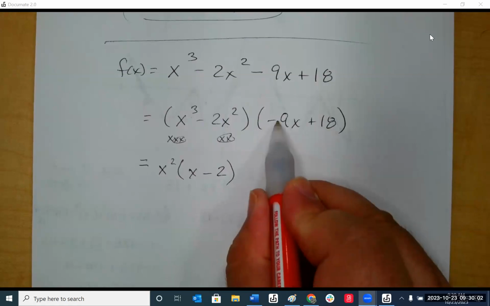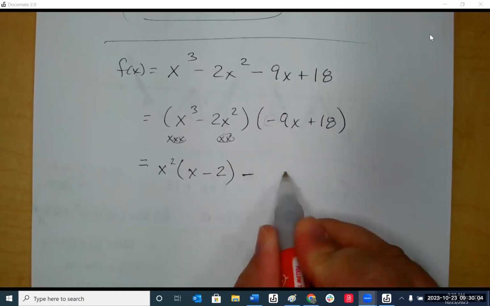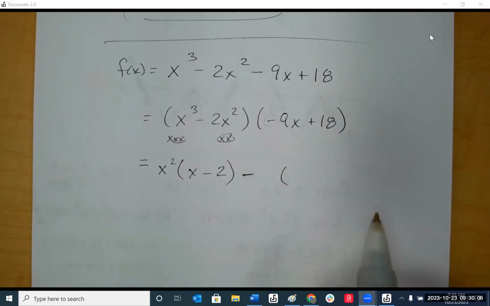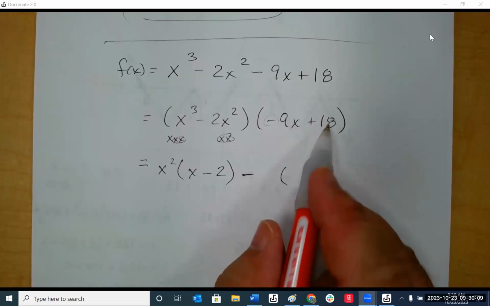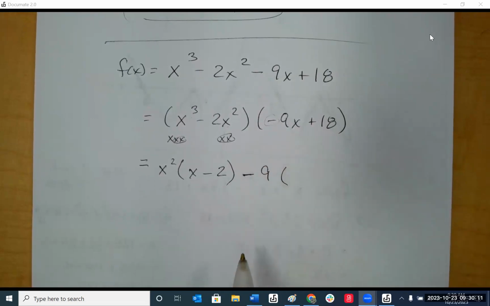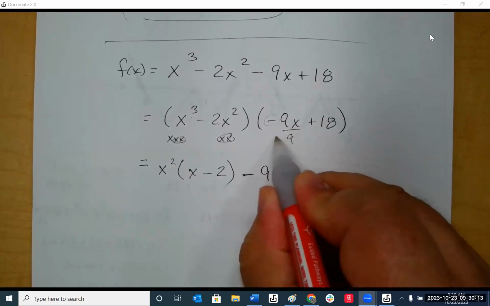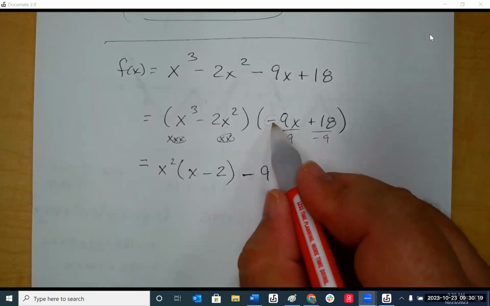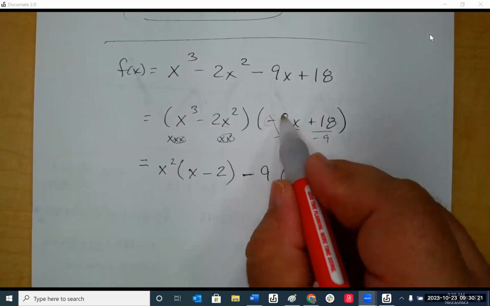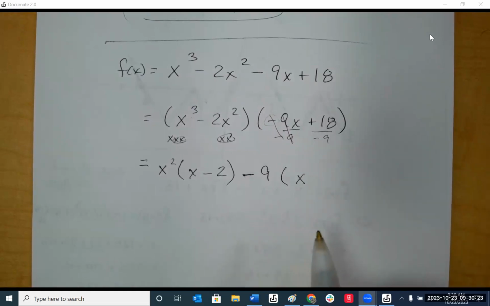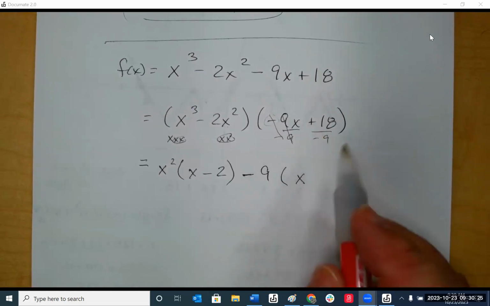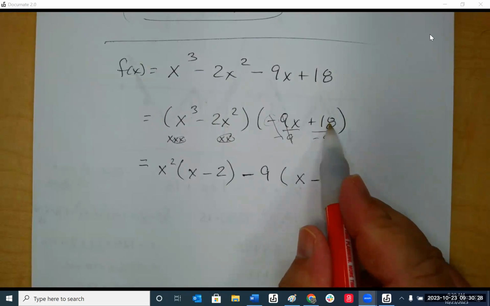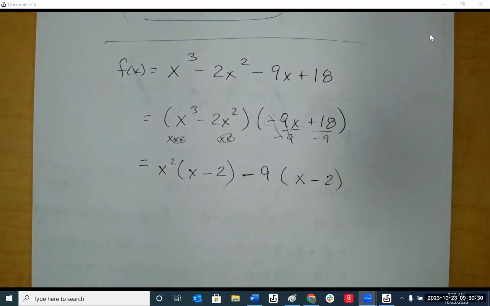Now, since it's a negative here, I take out the negative. What else do they have in common? They both have a 9 in common. So divide both of these numbers by -9. That becomes a positive. The 9s are gone, so we have X. Positive divided by negative is negative. 18 divided by 9 is 2.